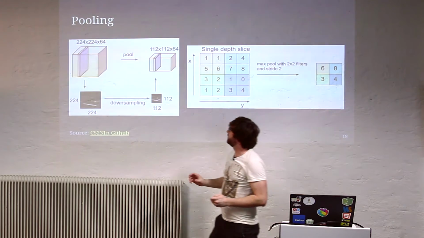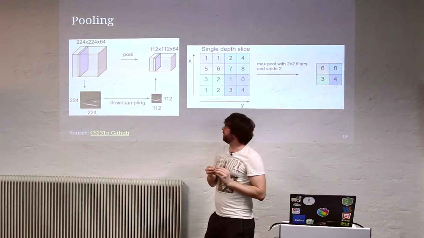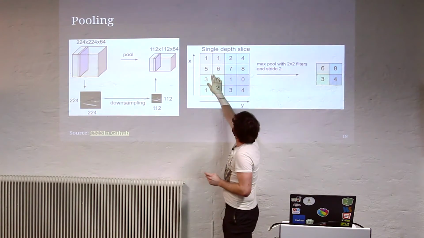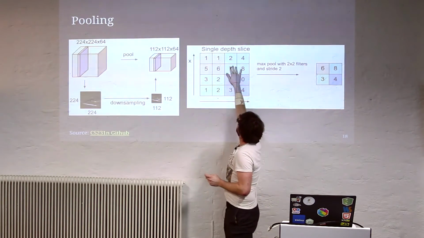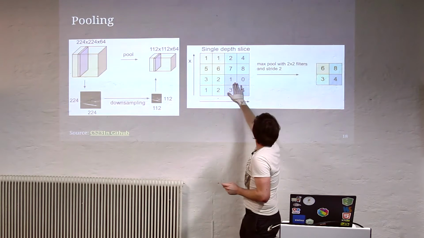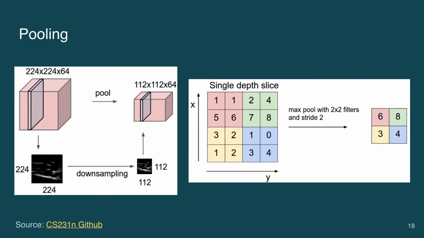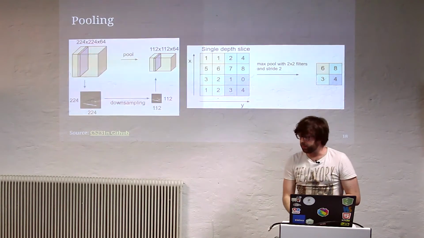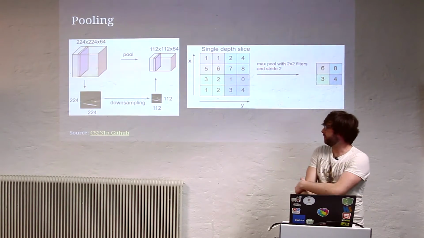What does it do? It just reduces the dimensions of the volume by, for example, taking only the max value of these 4 values, of these 4 values, of these 4 values. The result is a volume that has the same depth, but in width and height is half the dimension. And with these ingredients, you can actually build a deep neural network.